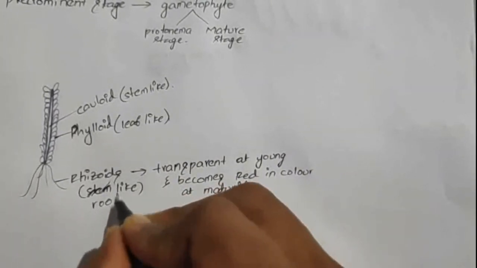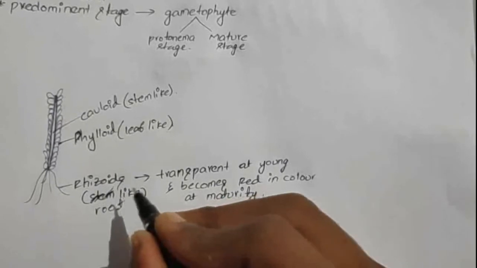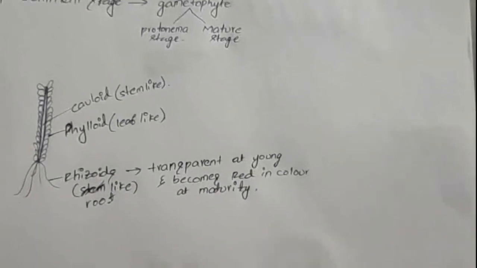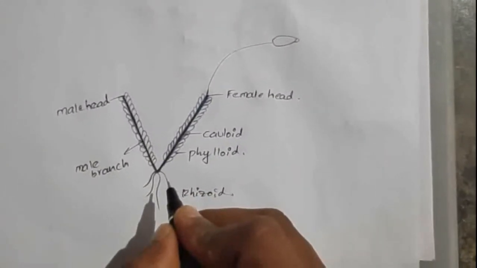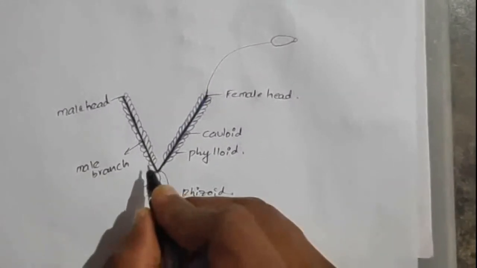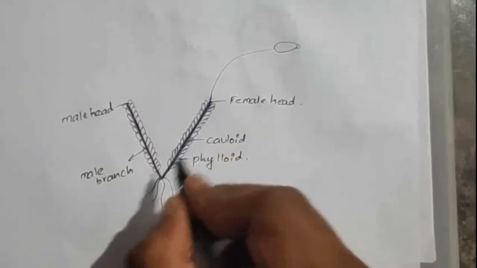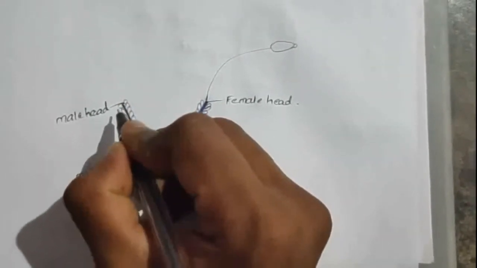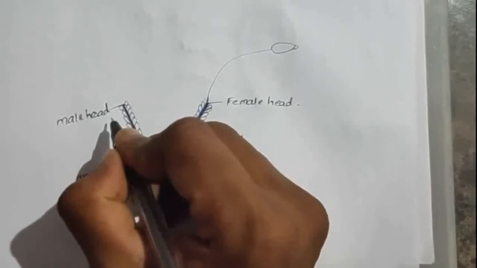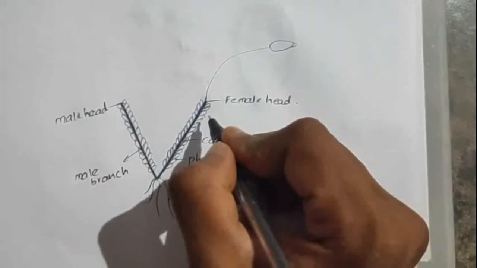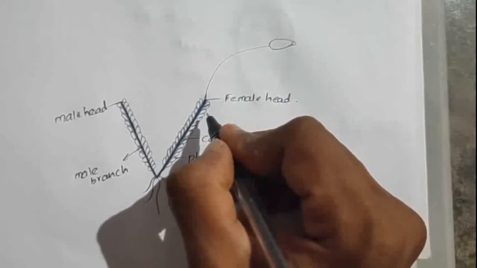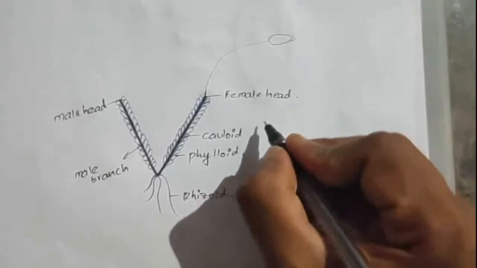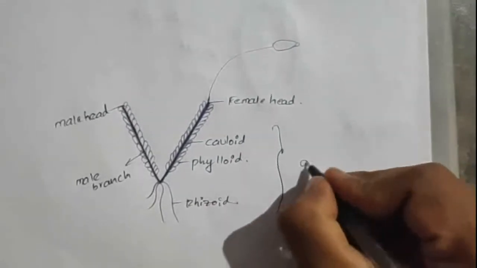These rhizoids are transparent when young and become red in color at maturity. Whenever we see Funaria, we can find two branches. One is the male branch and the other is the female branch. On the male branch, at the tip of the caulois, which is stem-like, we can see the male sex organs, known as the male head. On the female branch, we can see the female sex organs, archegonia, and it is known as the female head. And this is completely the gametophytic stage.